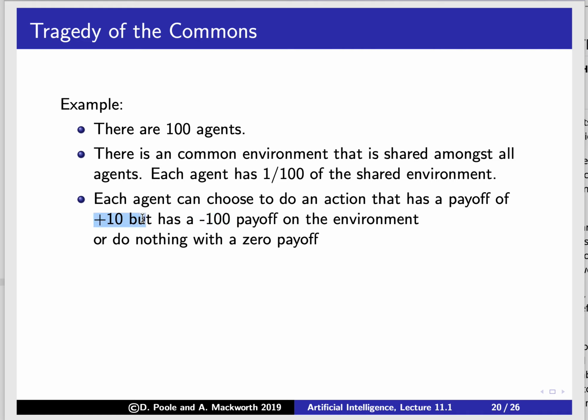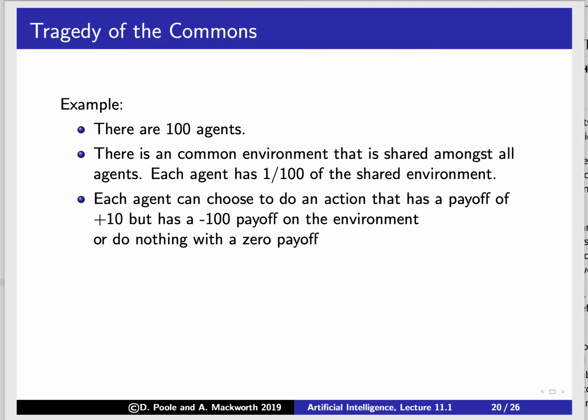So each agent is going to look at this and say, well, I get plus 10 for my reward, but I get minus 100 on the environment, and I only get 1/100th of that, so it's only minus 1, so I get a plus 9. So each agent is going to choose the plus 10. But then what happens is you end up with 100 players each getting minus 100, so you get 1,000 minus 10,000, which is minus 9,000, whereas if no one did anything, you'd end up with 0. So the only Nash equilibrium is that everyone destroys the environment and everyone is worse off, whereas if they'd all just done nothing, they would have been better off.